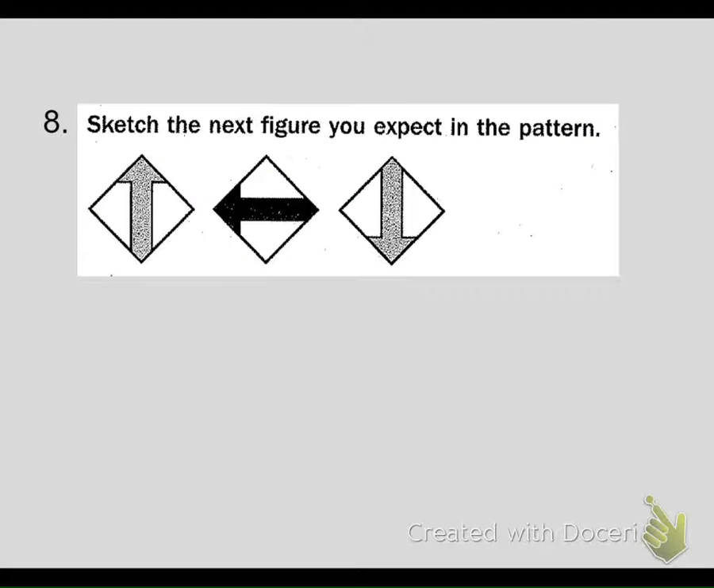Using these symbols, what shape do you think is going to come next? We see our first arrow goes up, our second arrow goes to the left, our third arrow goes down. What's our next one going to go to? To the right.